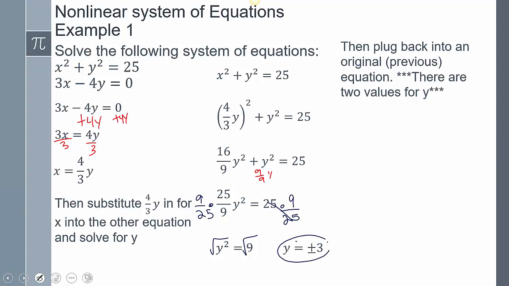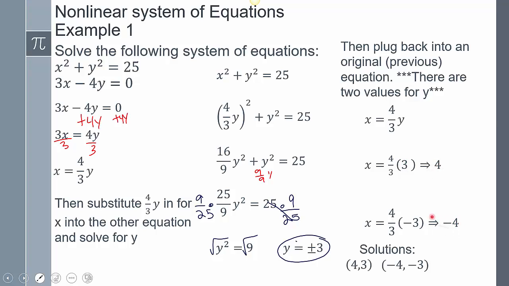So now these are my values for y, and I have to take both of the plus or minuses and plug them back into the original equation. So I have to take positive 3 and plug it in, and I have to take negative 3 and plug it back in. I'm going to use this equation right here that already has x by itself. Plugging in positive 3, the 3's cancel out and I get 4. Plugging in negative 3, the 3's cancel out and I get negative 4. And so my solutions are (4, 3) and (-4, -3). And that's going to be my solution.